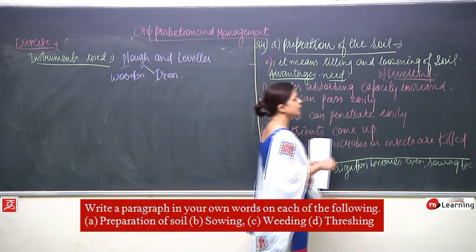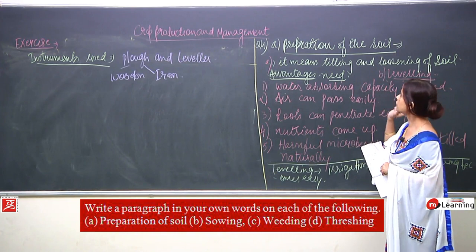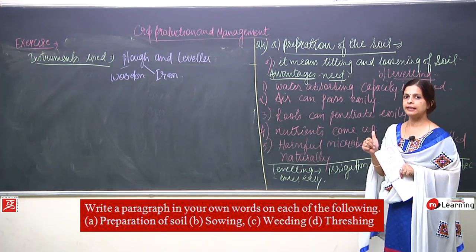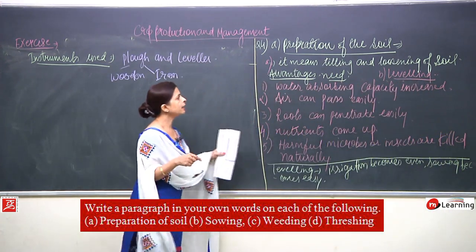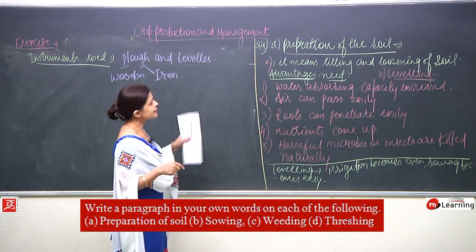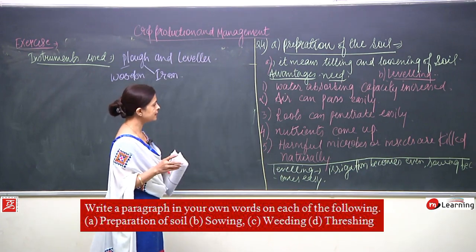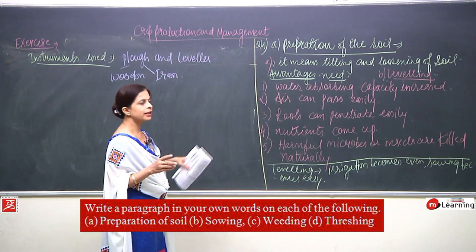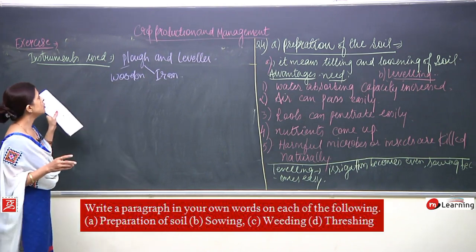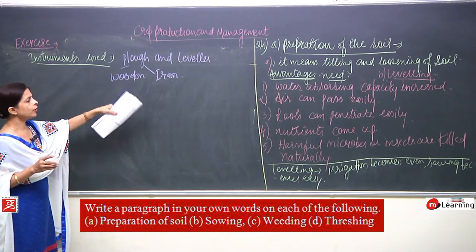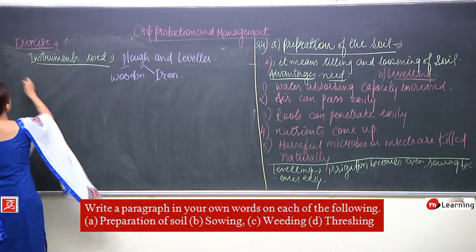So this was the whole paragraph they have asked for. First of all, preparation of the soil has two steps, tilling and leveling. Tilling means bringing the soil up and down, and loosening of soil. Second is leveling, to bring the soil to one level. These are the advantages: irrigation becomes even, sowing becomes easy, and then the instruments used. Plow for tilling and leveler for leveling. So the whole thing is covered in this answer.